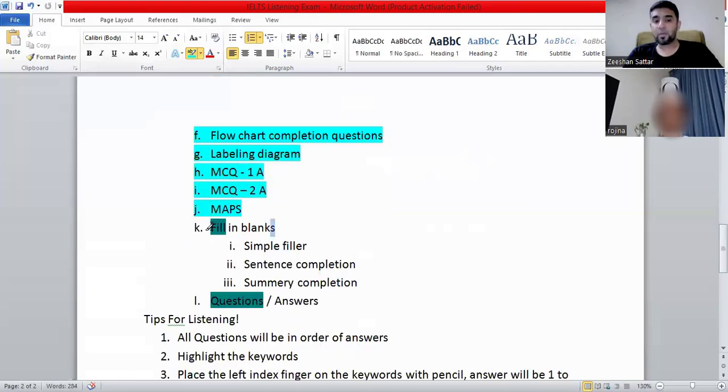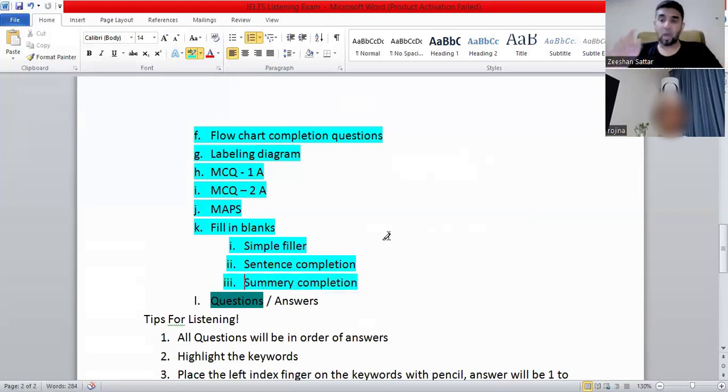Fill in the blanks can be of three different types. Simple fillers, like in the olden times we were doing: in the sentence, there would be a gap, and we have to fill up the gap while listening to the answer from the recording. And then sentence completion. Sentence completion is a question in which half of the sentence is given by the examiner. Half of the place is vacant, and you have to listen and write the other half of the space.